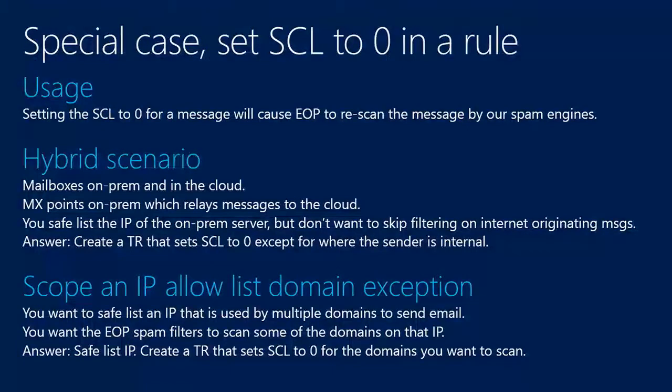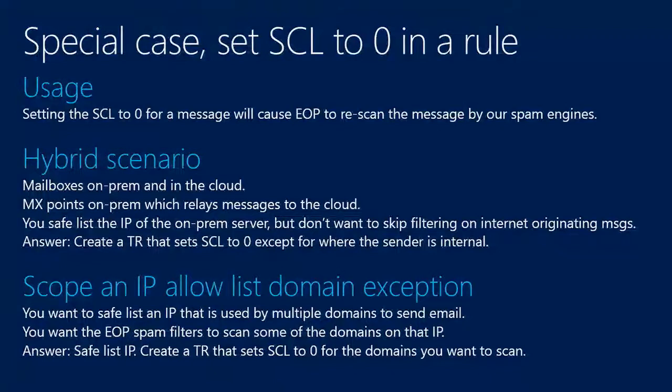So one use case where you may want to do this, let's say you're in a hybrid setup, you have mail flowing to your on-prem environment first and then up to EOP, and you have mailboxes in both locations. What will happen is you'll probably want to safe list the IPs of your on-prem mailboxes. So any messages that are sent from an on-prem mailbox to an EOP mailbox will be safe listed. The problem is that if you have a mail that originates from the internet and is relayed through on-prem up to the cloud, that's also going to be safe listed.